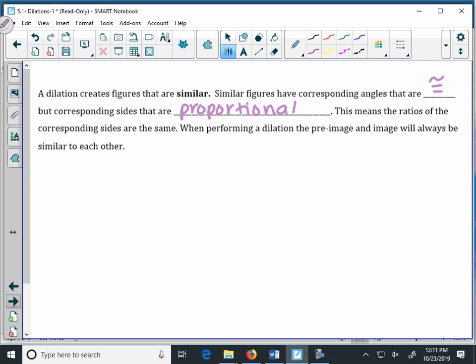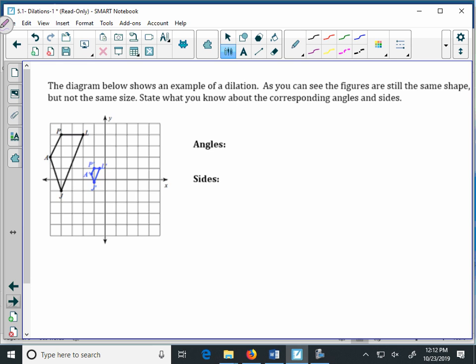So when you do a dilation, you're creating a similar figure. For a figure to be similar, the corresponding angles are congruent, and the sides are proportional. Proportional means that the ratios of the corresponding sides are the same. Meaning if you take the length of the corresponding sides and turn them into fractions, all the fractions will be the same. When performing a dilation, the pre-image and image are always similar to each other. So here we did a dilation. We're going to write what we know about the angles and the sides.